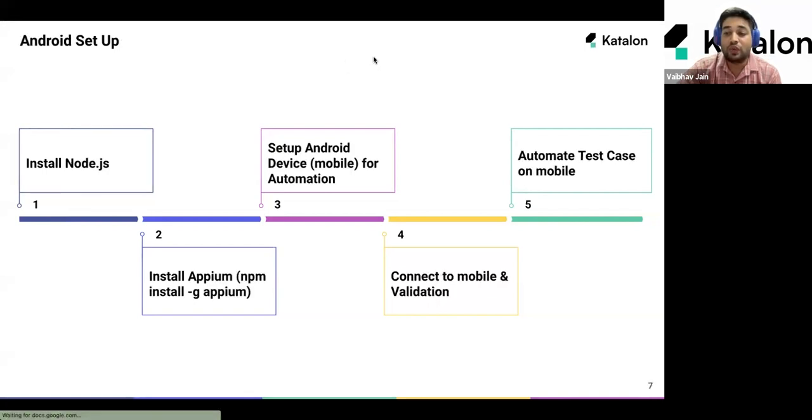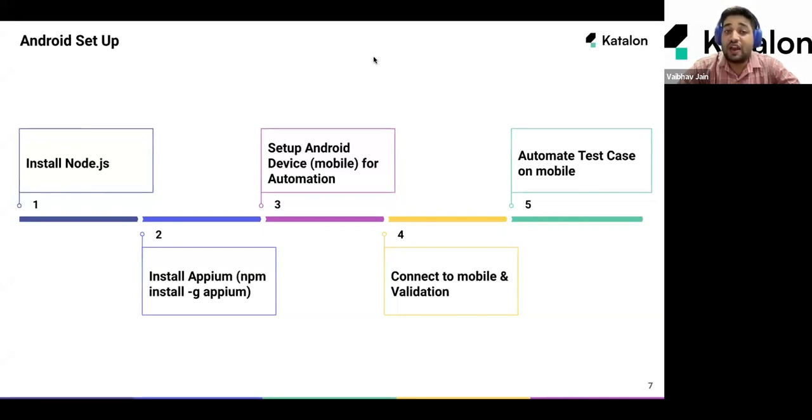Next, we are going to see what is required for Android automation. For Android automation, first we need Android Studio, whether you want to connect with a real device or a simulator. For that, we need Android Studio. And we can directly install Node.js on macOS or a Windows machine. With the help of Node.js, we can install Appium. And here we have given the command that is required for the Appium installation.